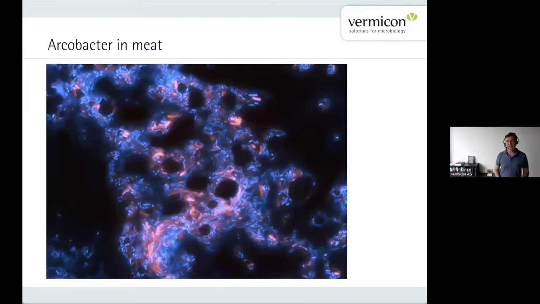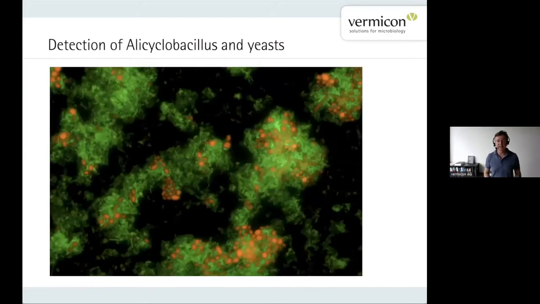So this is an example for Acetobacter analysis in meat, or we also do the detection of Alicyclobacillus, which is a contaminant in drinks. Here's a close association, or symbiotic association, of Alicyclobacillus and yeast.